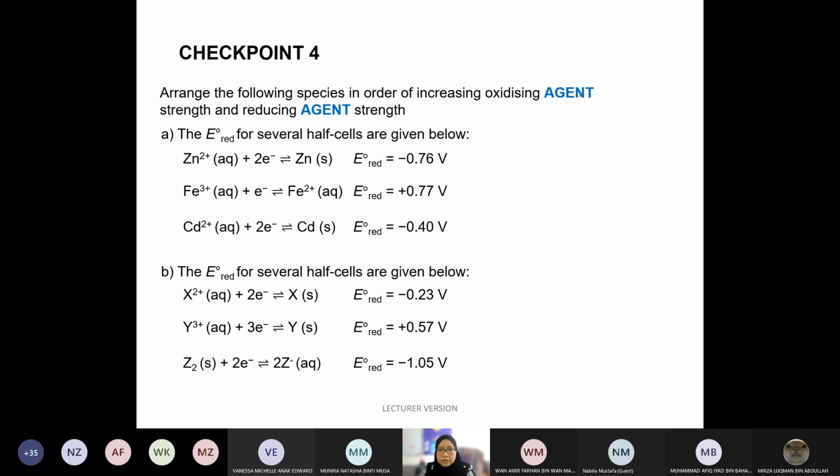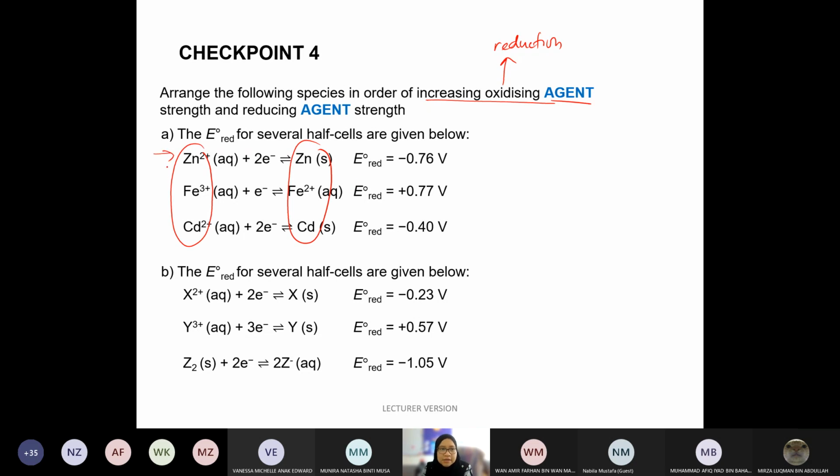Okay, so we have increasing oxidizing agent. Let's go for A first. Oxidizing agent means it prefers reduction. Oxidizing agent means it oxidizes others, but they themselves undergo reduction. So you can identify which ones tend to undergo reduction. Reduction means it accepts electrons.